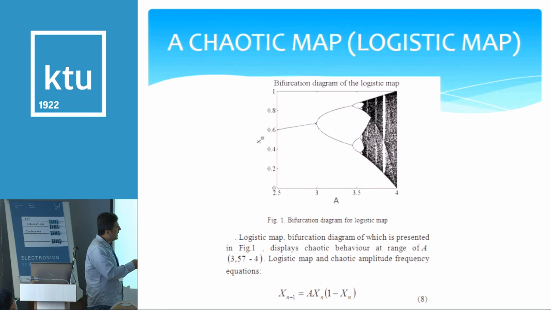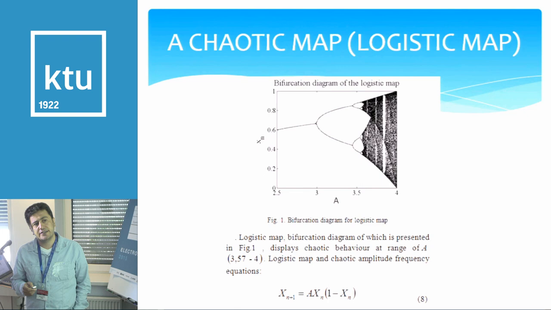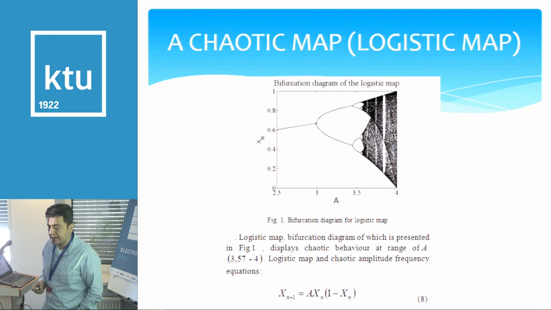As you can see in the figure, after 3.6, this map shows chaotic behavior. We use the chaotic map in this range. How can we use it?